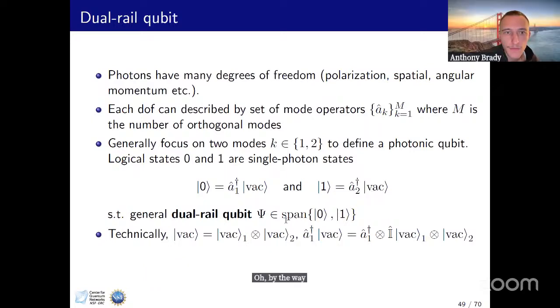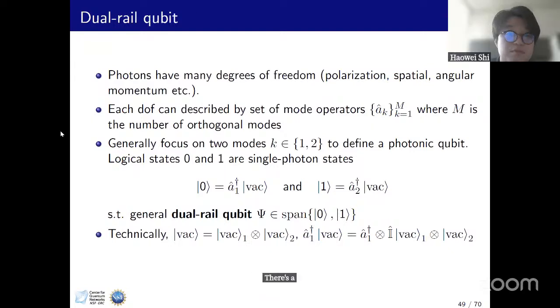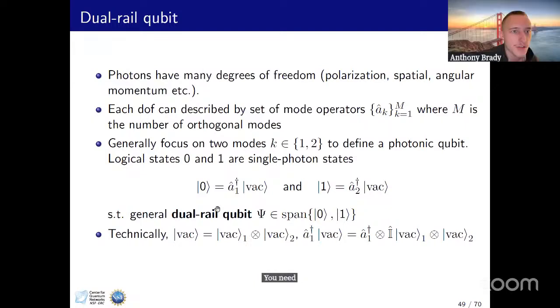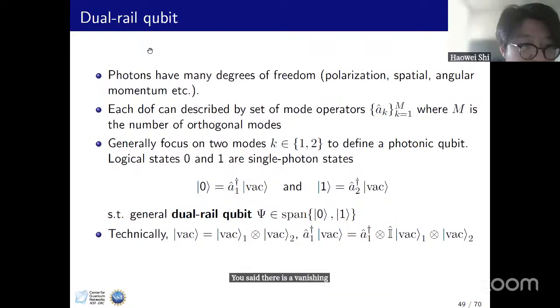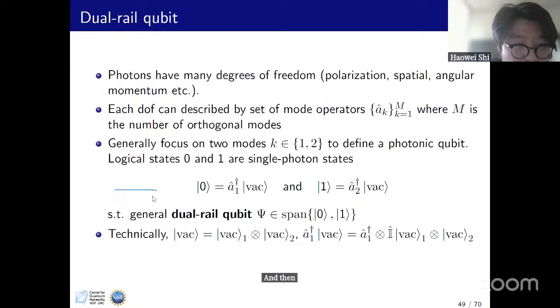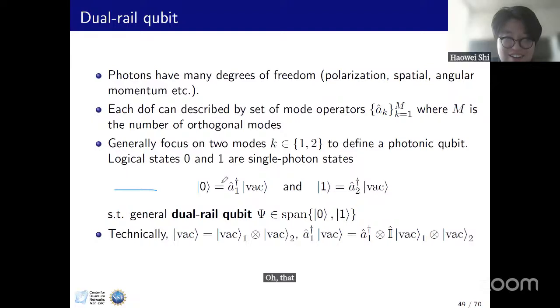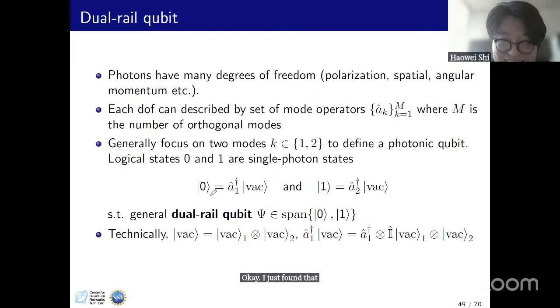Oh, by the way, Howie, if you want to point to something with your mouse, I just found something nice. If you go to annotate, there's a vanishing pen. You click it and it just vanishes by itself. You can do the annotate through Zoom, and under draw there's one that says vanishing pen. If you move off, it vanishes. That's cool, and people can see that better than your mouse. Okay, thanks, I just found that.